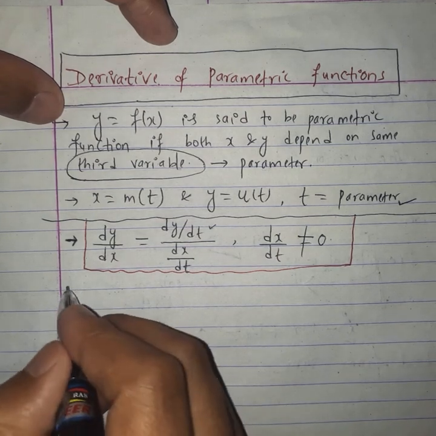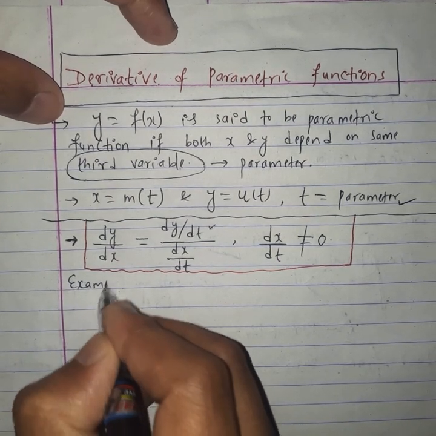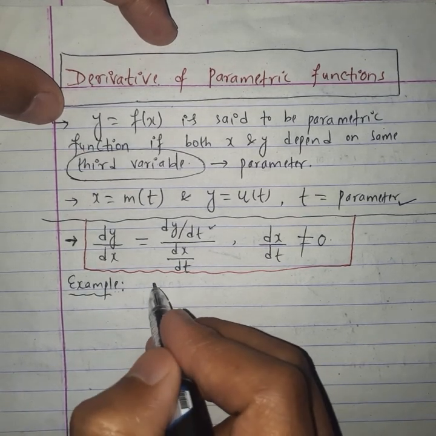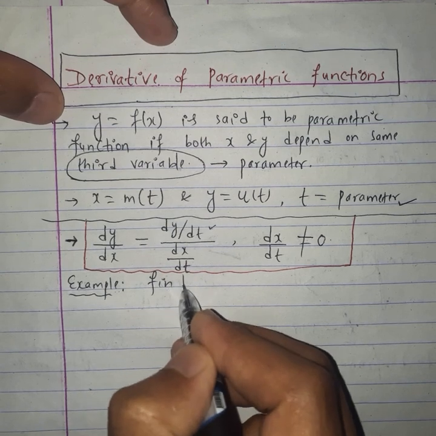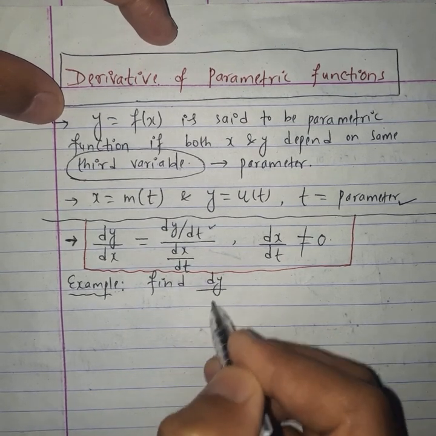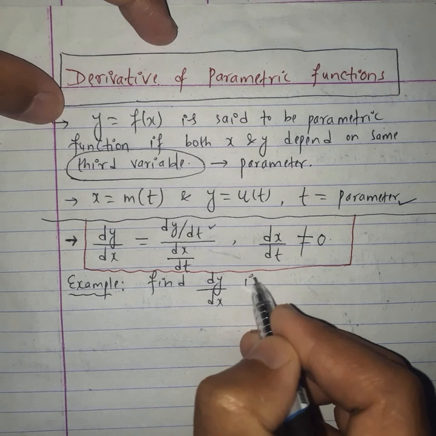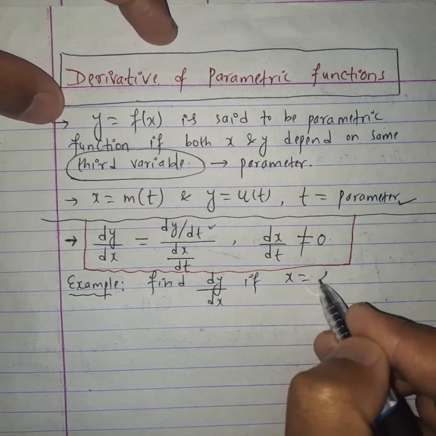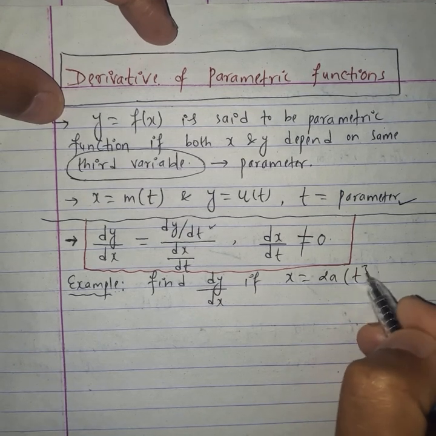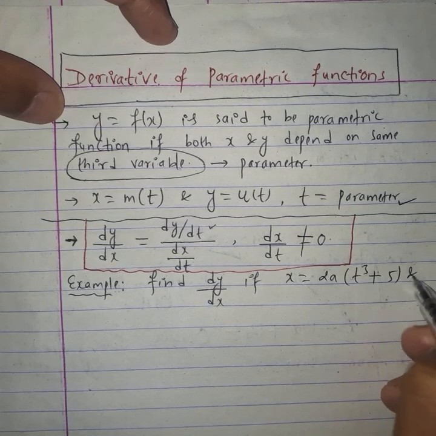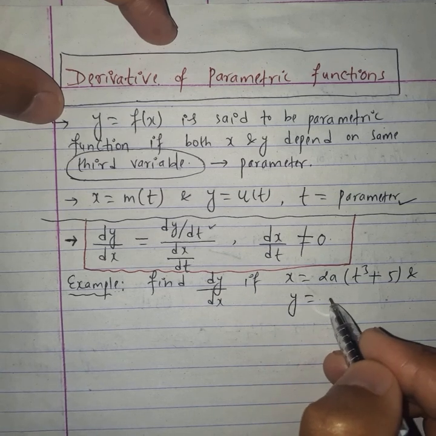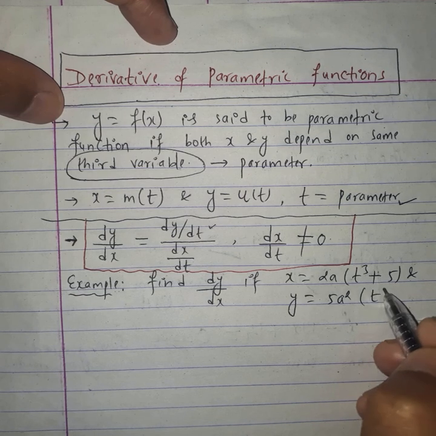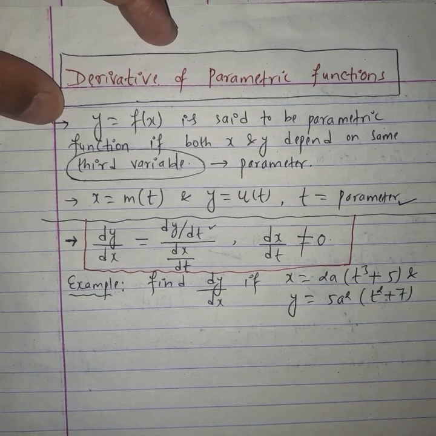Let's take an example. The question is: find dy over dx if x is 2a times t cube plus 5 and y is 5a square times t square plus 7.